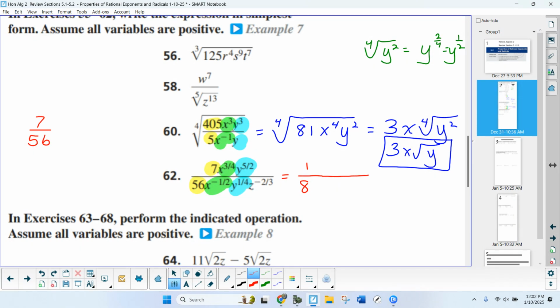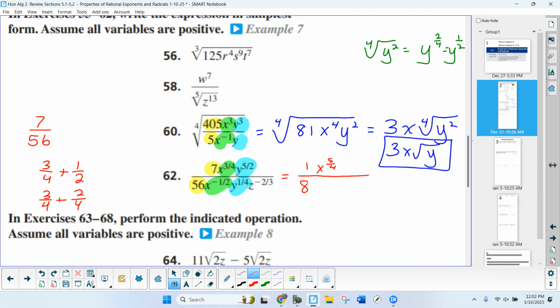Now, x's, subtract. What is 3/4 minus negative 1/2? Well, 3/4 minus a negative becomes plus a positive. What's 3/4 plus a half? Well, this is 3/4 plus how many fourths? 2. So how many fourths do you have for your x? 5/4.